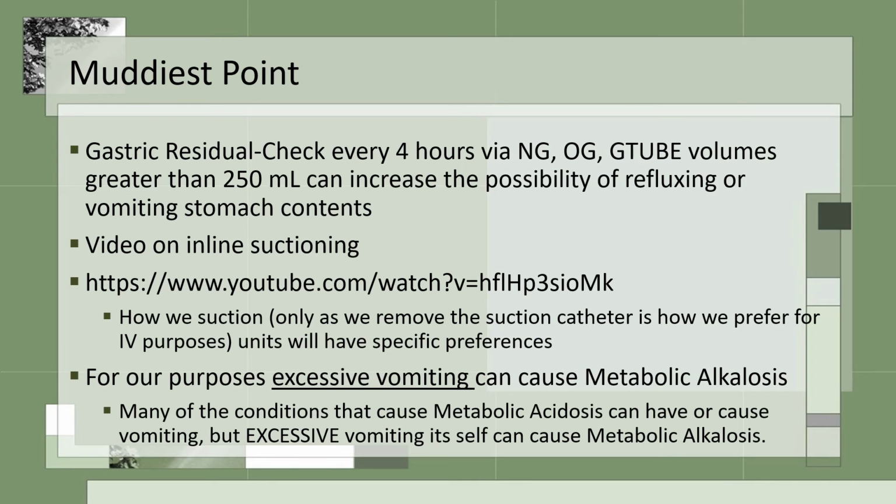For our purposes, excessive vomiting will cause metabolic alkalosis. Some people were confused because metabolic acidosis can have vomiting. Well, a lot of those conditions do have vomiting, like DKA. They vomit. That's not causing the metabolic acidosis. What's causing the metabolic acidosis is the DKA. Metabolic alkalosis can and will be caused by excessive vomiting. Remember, it's going to be excessive.